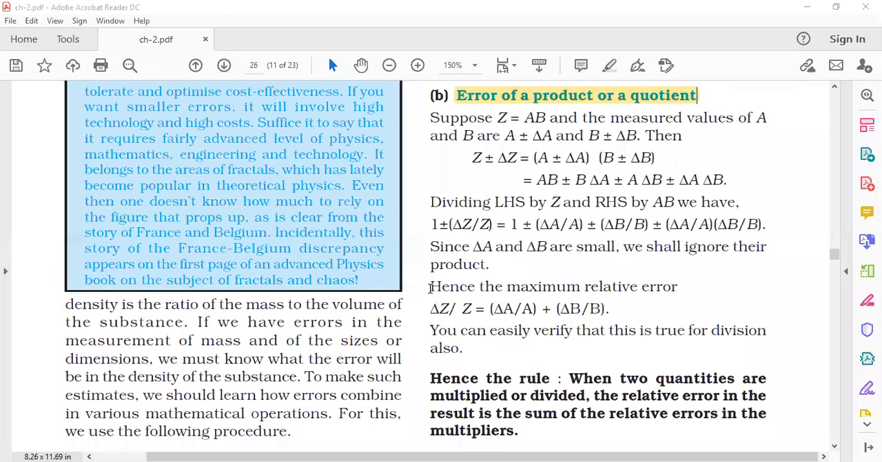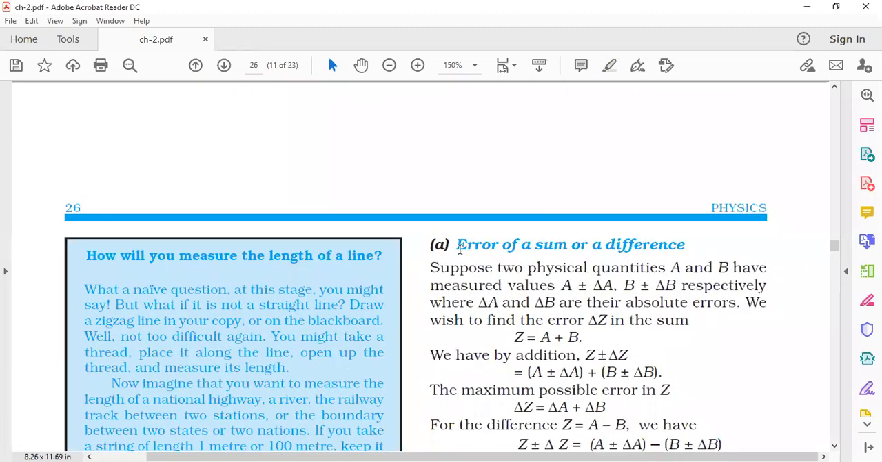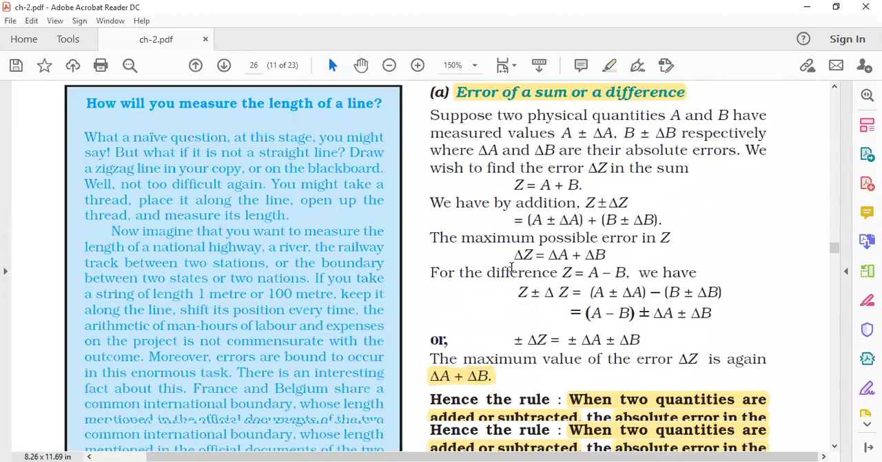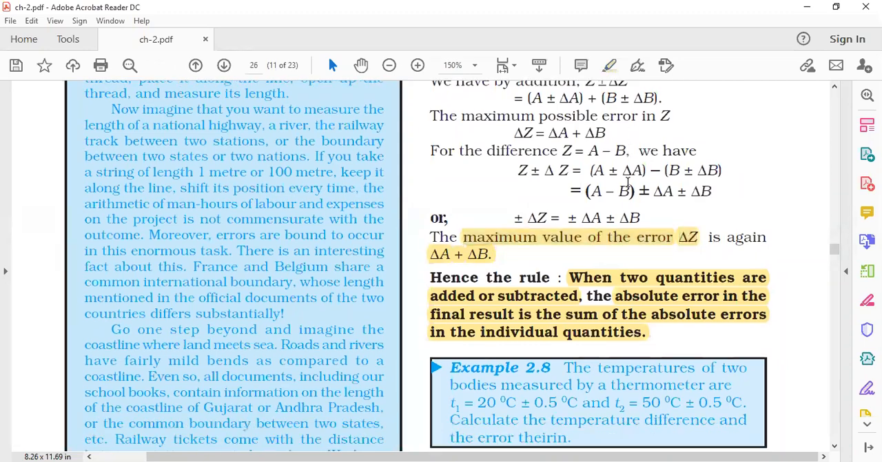Finally, we got the maximum relative error. Why is it relative error? Look at it. The heading is error of a sum or a difference. You have delta a plus delta b. It is called maximum possible absolute error. Delta z is called just absolute error.